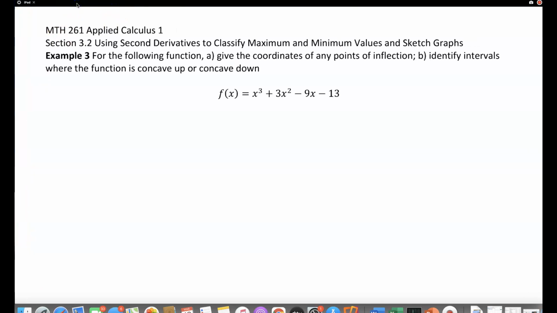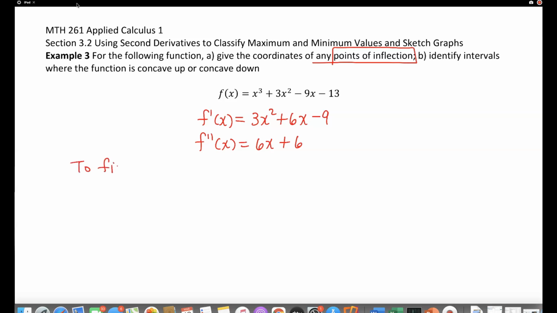Okay, so find the first derivative first. 3x squared plus 6x minus 9. But if you want to find any point of inflection, you need the second derivative. So go on one more step. 6x plus 6. I think I recognize this function. Isn't this from example number 2 or 1? I think so. Okay, so let's find the point of inflection.